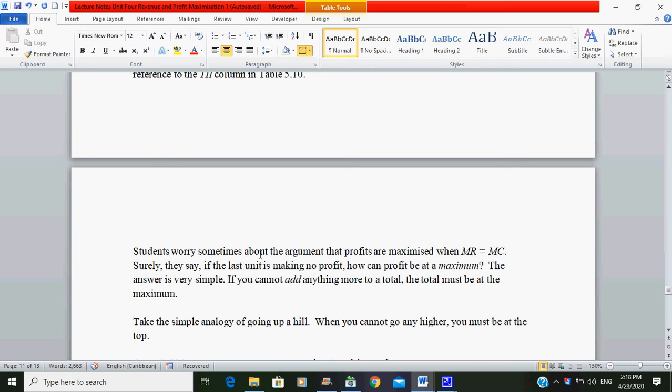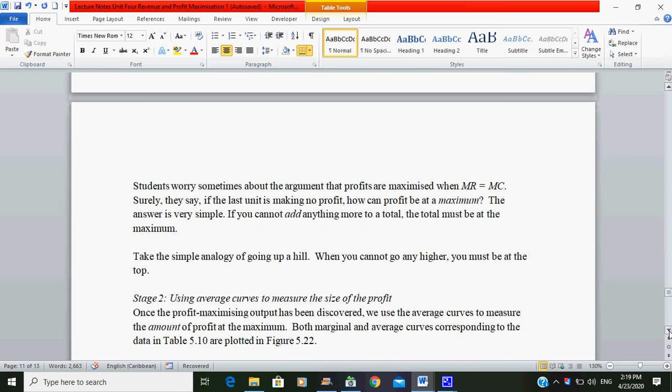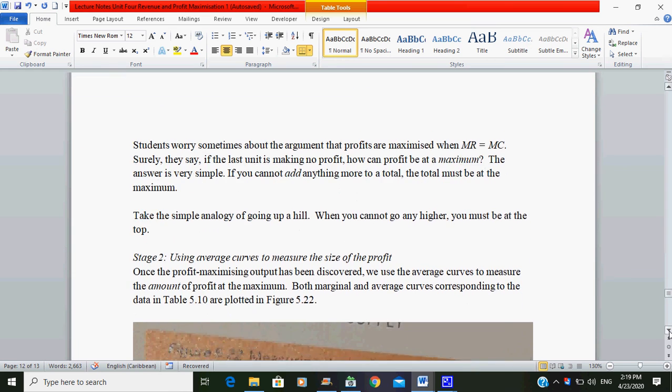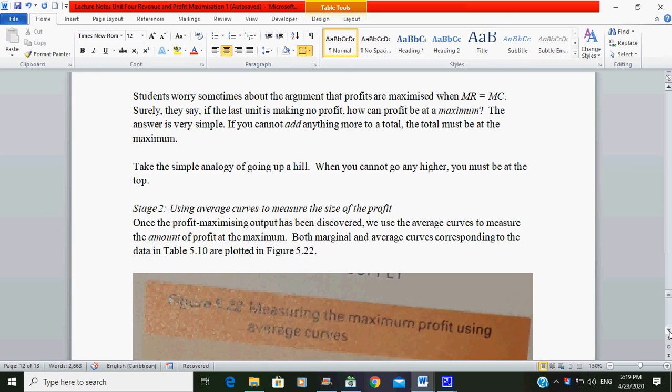Students worry sometimes about the argument that profits are maximized when MR equals MC. Surely, they say, if the last unit is making no profit, how can profit be at a maximum? The answer is very simple. If you cannot add anything more to a total, the total must be at the what? Maximum. Take the simple analogy of going up a hill. When you cannot go any higher, you must be at the top.